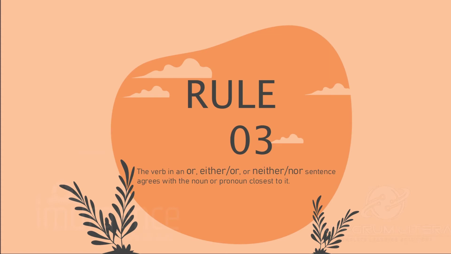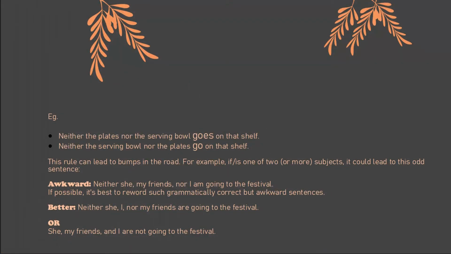Rule number 3. The verb in an or, either/or, or neither/nor sentence agrees with the noun or pronoun closest to it. So whenever you use a verb in an or, either/or, or neither/nor sentence, it should agree with the noun or pronoun closest to it. Let's look at the examples to understand this better. Neither the plates nor the serving bowl goes on that shelf. Neither the serving bowl nor the plates go on that shelf.